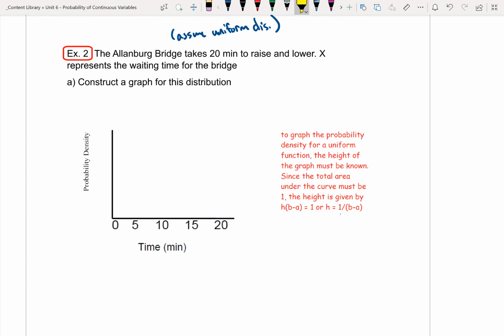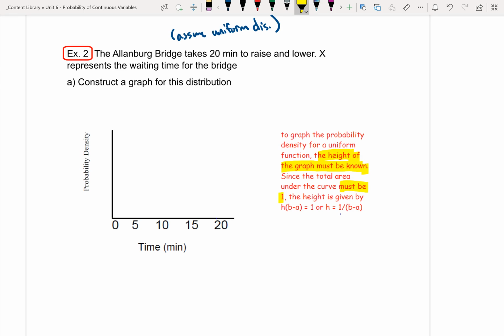And since the total area under the curve must be 1 for all the probabilities, they all add up to 1, the height h times b minus a, or my range, is equal to 1, or the height is equal to 1 divided by b minus a.